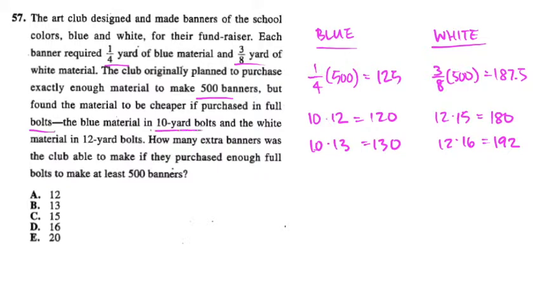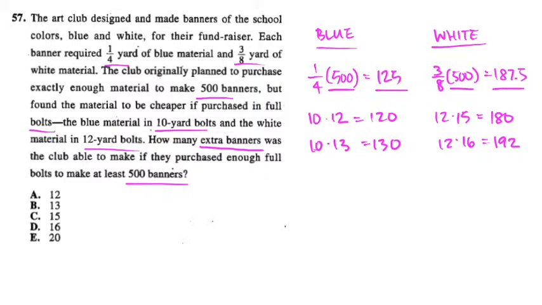The blue material in 10-yard bolts and the white material in 12-yard bolts. How many extra banners was the club able to make if they purchased enough full bolts to make at least 500 banners? Now first we have to take the blue and white banners separately. Each banner takes 1/4 yard of blue material and 3/8 yard of white material. And we can figure out how many yards of each material we need by multiplying 1/4 and 3/8 by 500 respectively. So we need 125 yards of blue material and 187.5 yards of white material.